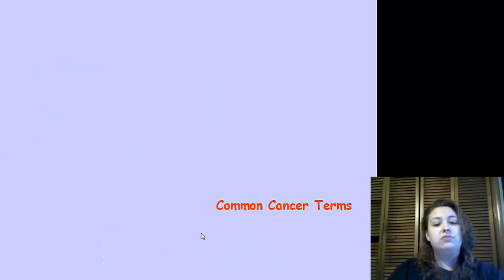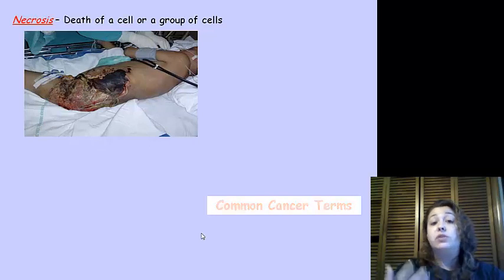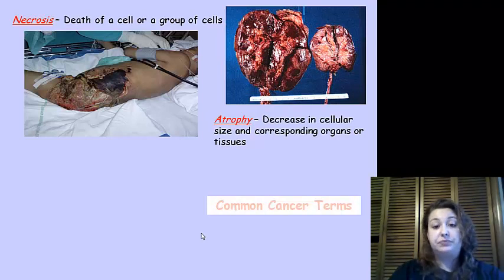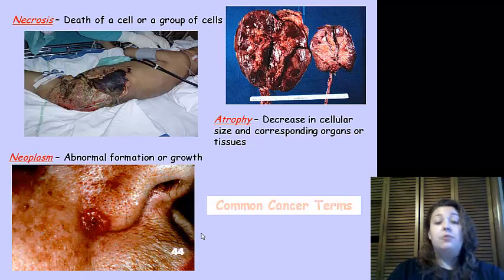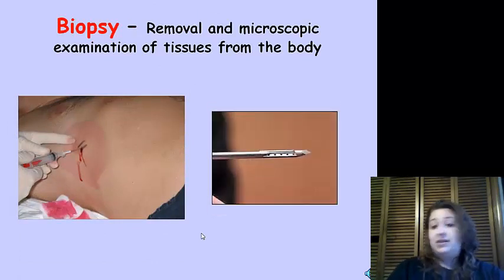Now, common terms that you may hear with cancer. We have necrosis, or death of a large group of cells. Atrophy, the decrease in cellular size or corresponding organs or tissues. Neoplasm, which is an abnormal formation or growth. Biopsy, which is a removal and microscopic examination of tissues from the body. Holy smokes! We tend to use larger needles to actually pull out a piece of that tissue.